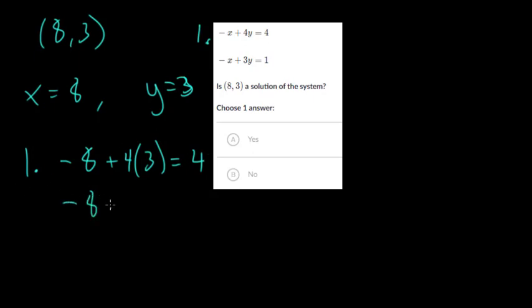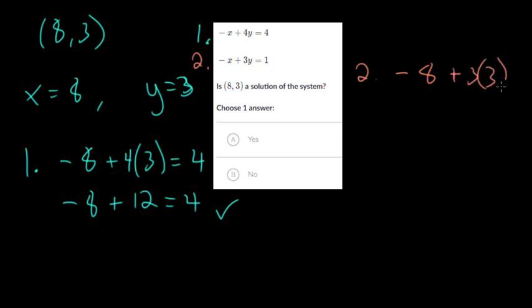Well, minus 8 plus 4 times 3 is 12. And this is true because minus 8 plus 12 is 4. So that one works. Now let's try the other one. Call this one 2. So for number 2, we want the opposite of x. So minus 8 plus 3 times y, and y is 3. And does this equal 1?